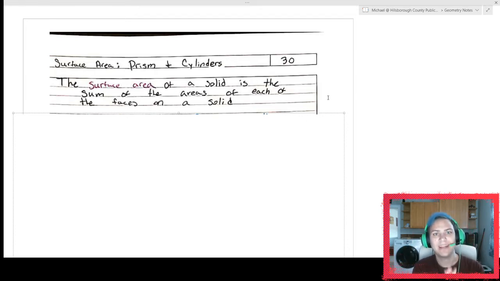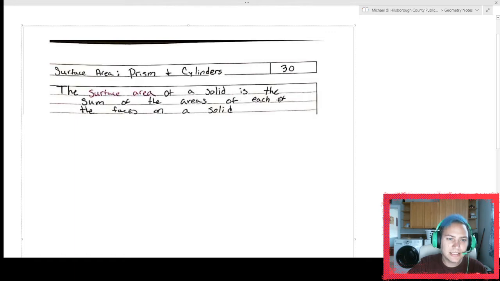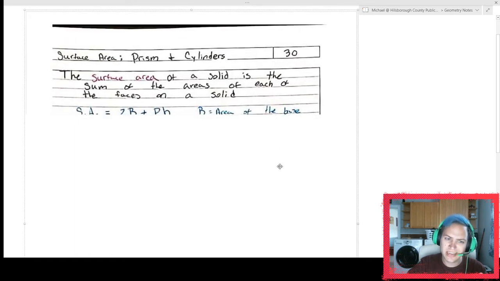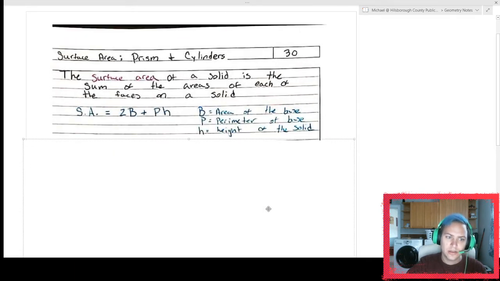With that said, that would be a lot of work to find each of those things, unfold it into a net, do all that. I have a formula for you to make this a little bit easier, and I did cylinders and prisms at the same time because they're kind of the same. So the formula you have to know for this is surface area equals 2B plus Ph.